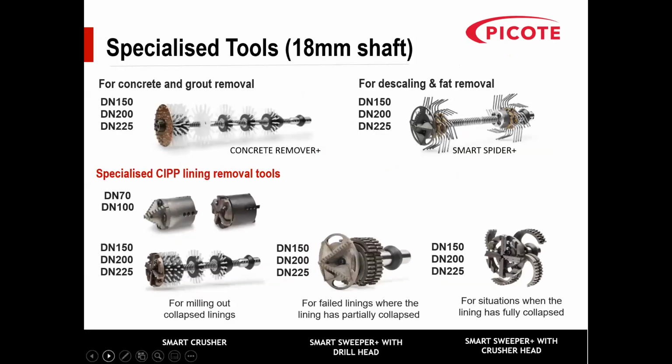Okay, so we get to the specialist tools. We'll start with the 18 millimeter shaft, which our machine is called a Power Plus. We have a range of specialist tools, including what we call concrete remover tools for removing concrete. If you've got a pipe that has either 10% or 100% concrete in there, then we can cut it out using the concrete removal tool.